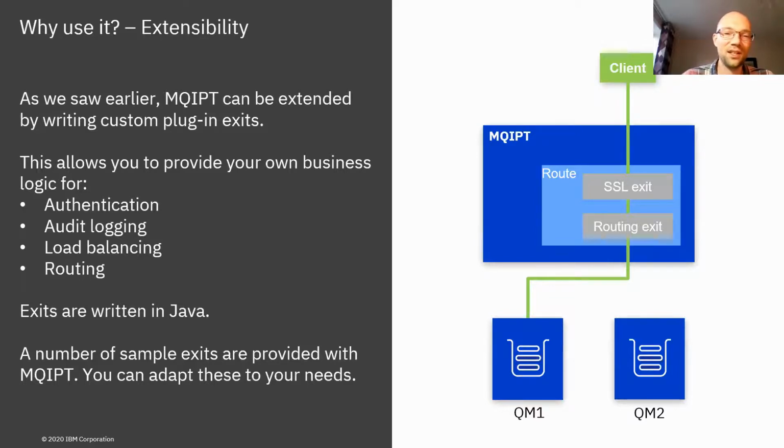You can use the routing exit, as we had in the example on the previous slide, to decide where the connection should go to. You can write additional audit records to your own audit logs. All sorts of things that you can do if you want to write additional exits for use with IPT. You write all these exits in Java, and there are a number of samples that are supplied with IPT to make it a bit easier for you to get going.